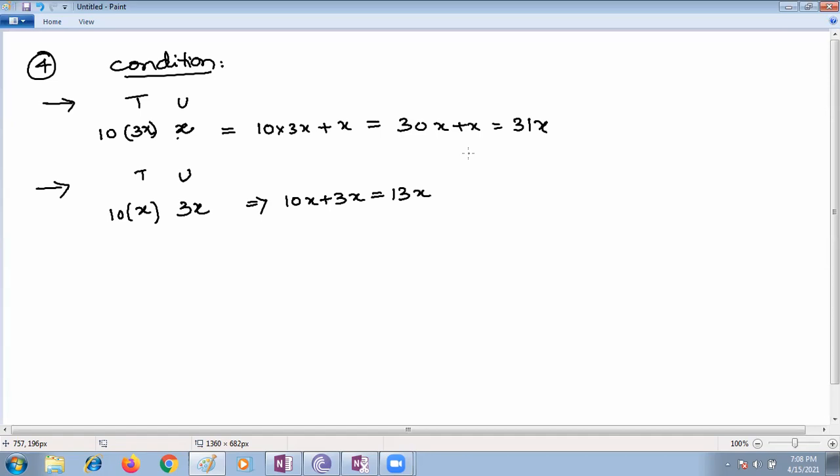Yes. Where, Nana? Ma'am, in the start you wrote 30x plus x equal to 30x square, na, ma'am. No, x square, right, Nana? Addition. Look here, let me check here.